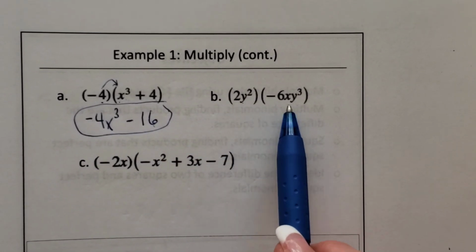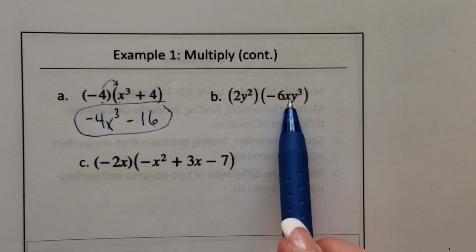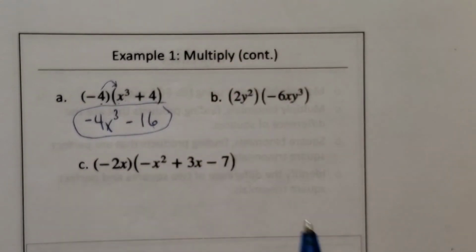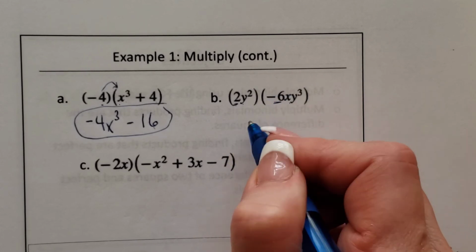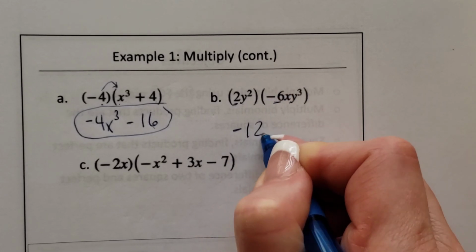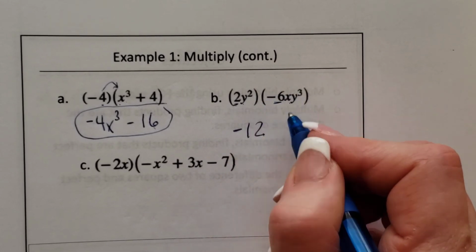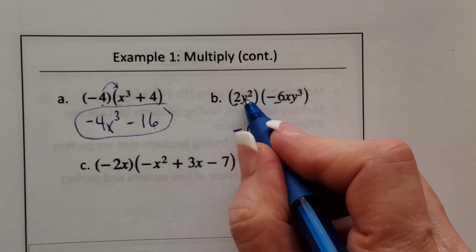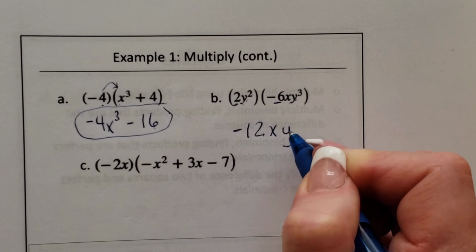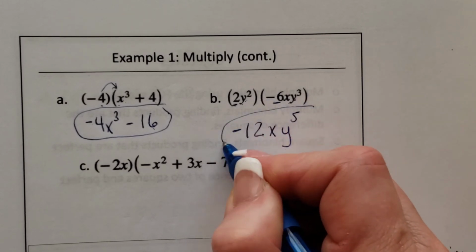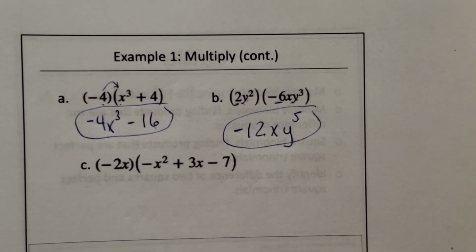Here I have 1 term times 1 term. So my answer should be how many terms? 1. So I'm going to multiply my coefficients. 2 times negative 6 is negative 12. There's only a single x, so I bring it down. I have y squared times y to the third. I add those 2 numbers, 2 plus 3, and I get 5. And my answer is 1 term.